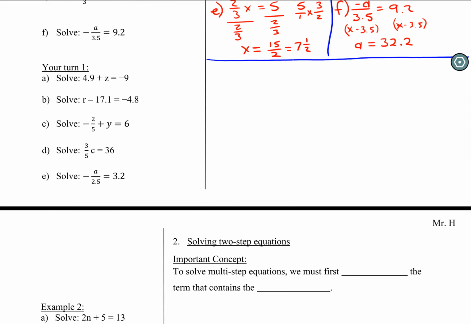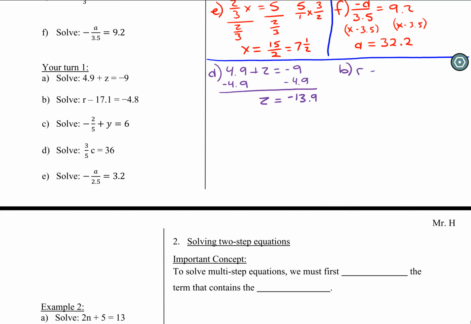let's try. So for A, you had 4.9 plus z is equal to negative 9. We want to get rid of this positive 4.9 by subtracting on both sides. You notice I'm drawing this line here. That's just to kind of differentiate my work up here from my final answer. So that gives us z is equal to negative 9 plus a negative 4.9 gives us negative 13.9.